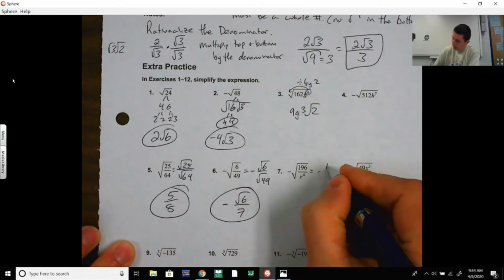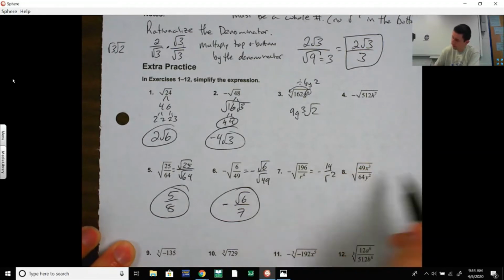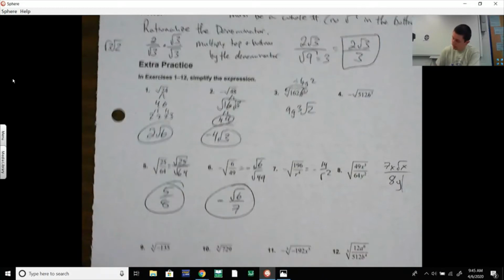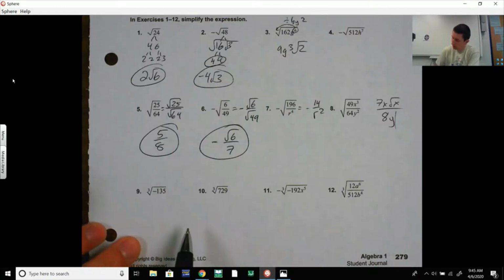Okay, that'd be negative 14 over r squared. These variables you won't be seeing. 7x root x over 8y. See if you can figure that one out. There's probably actually an absolute value on there also. Cube roots, we won't ever see that.